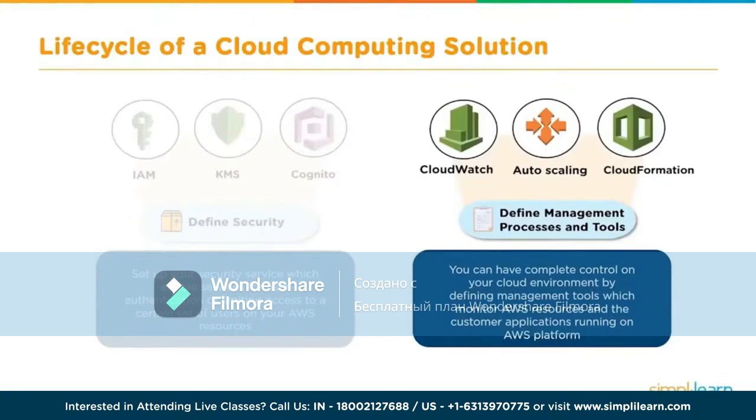You can have complete control of your cloud environment if you define the management tools which monitor your AWS resources and or the custom applications running on AWS platform. There are a variety of deployment, automation and monitoring tools you can pick from, like CloudWatch for monitoring, autoscaling for automation, and CloudFormation for deployment. So knowing them will help you in defining the life cycle of the cloud computing solution properly.